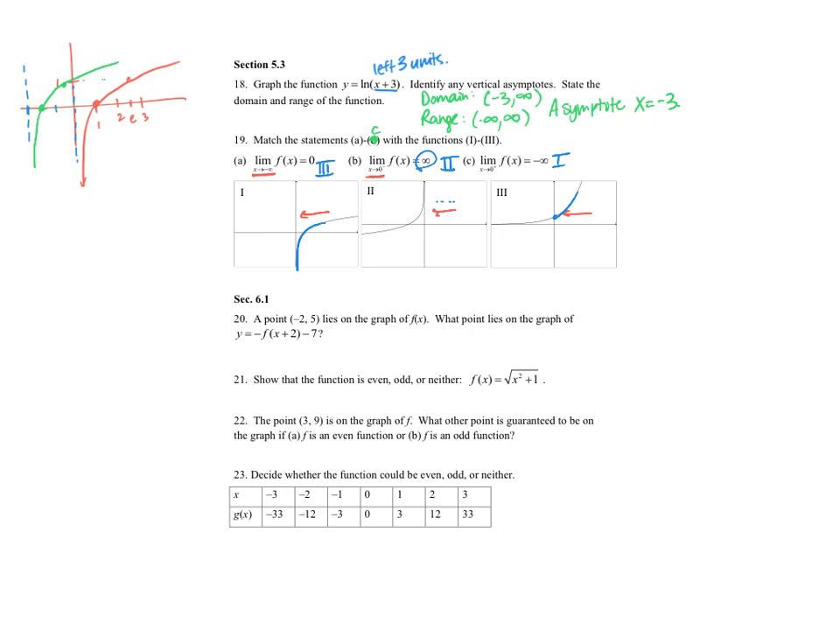Okay, next one, it says that the point (-2, 5) lies on the graph of f. What point lies on the graph of that function? Oh dear. Okay, so let's think about all the transformations that are happening here. So this is a flip about the x-axis.